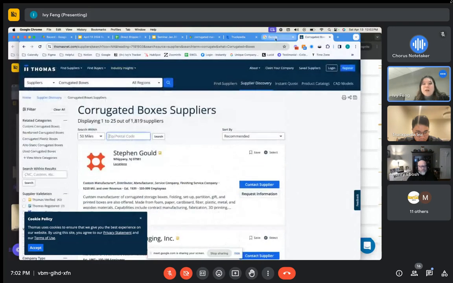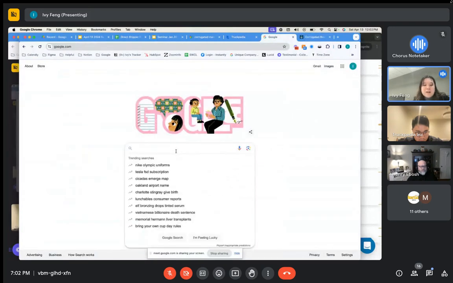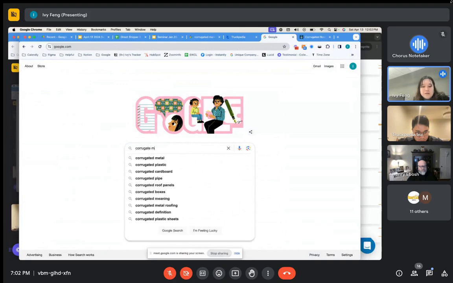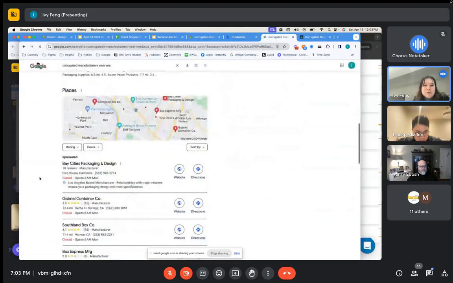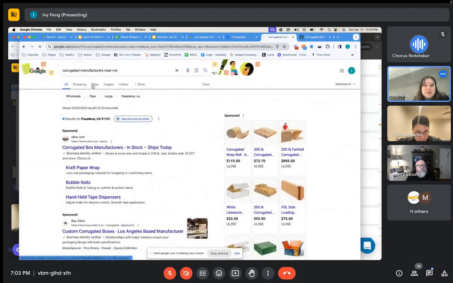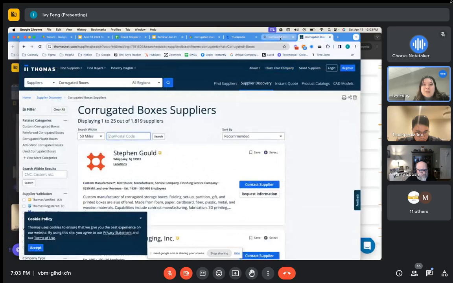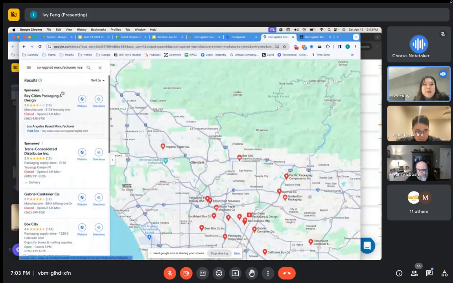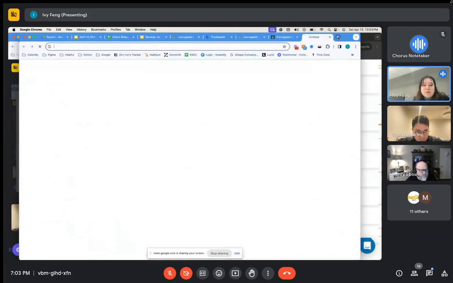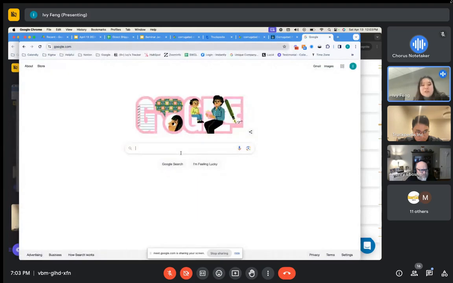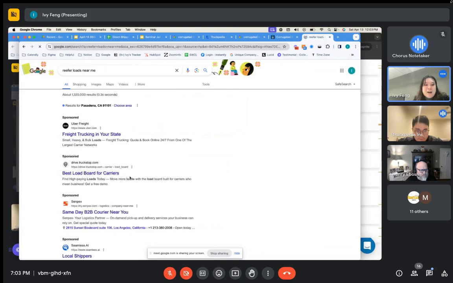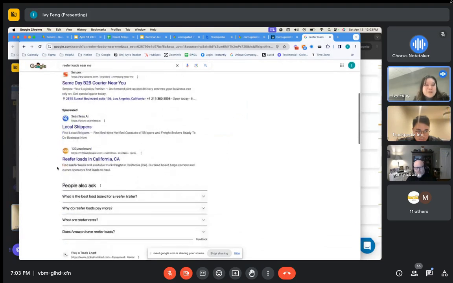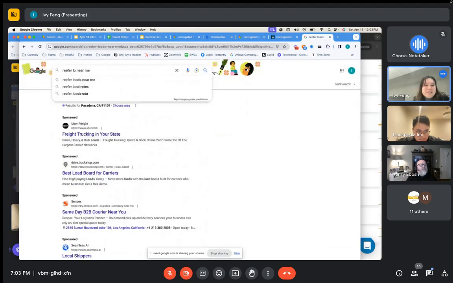So either you can do Google, like, hey, corrugate manufacturers near me, and you can find them here on Google Maps and look for them there. Or you can use thomasnet.com. But the reason why I'm saying we have to be super specific is because if you go on Google and you just did, for example, reefer loads near me, or reefer shippers near me, it's going to be very difficult.